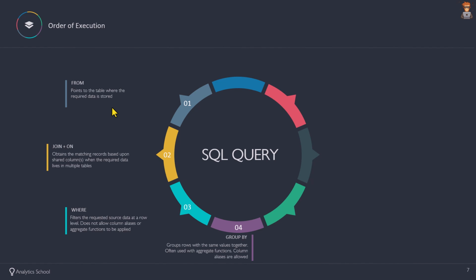Group by. If you have a group by clause, it will group the rows after they have been filtered. Having. Then comes the having clause, which filters groups after they have been created. It's like the where clause, but for groups of rows.